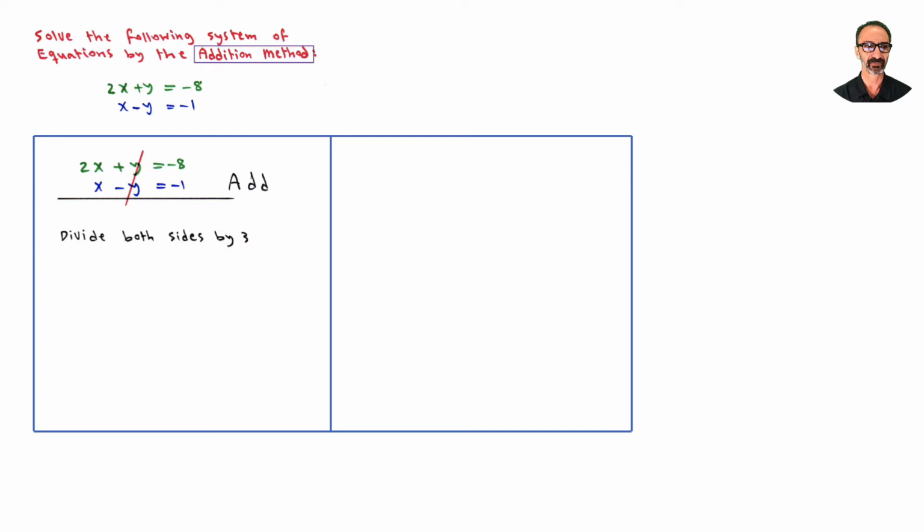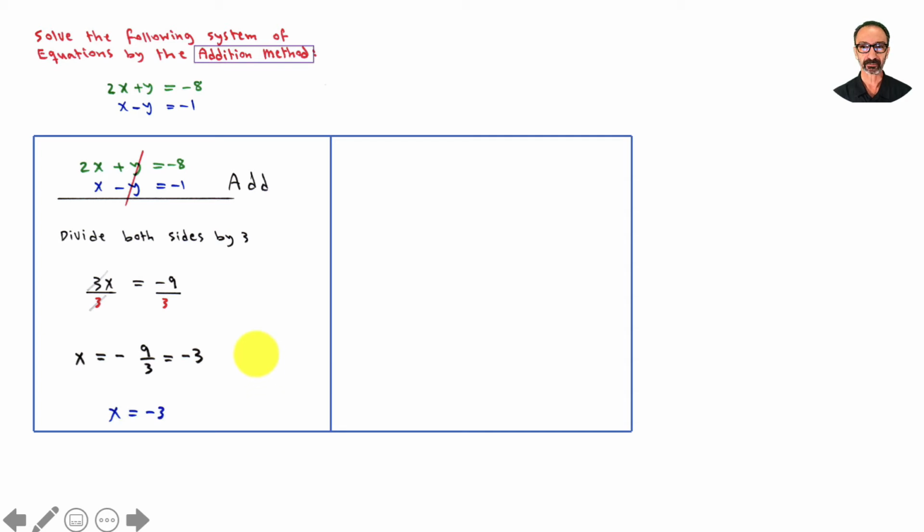Here we go. Once we have this, I have 3x on the left, and I get negative 8 and minus 1, which is negative 9. I'm going to divide both sides by 3 to solve for x. Negative 9 over 3, which is negative 3, as expected.